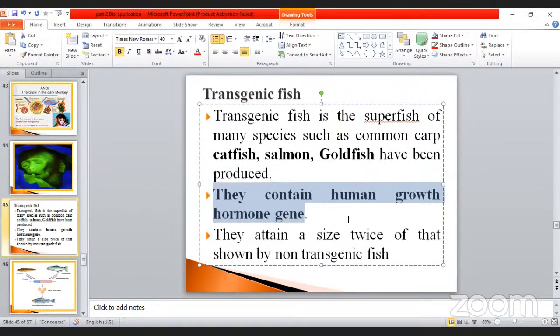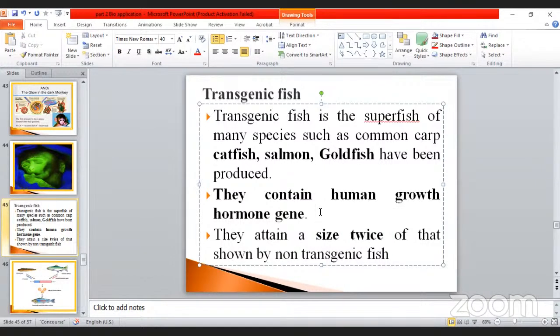Okay, which gene is it? They attain a size twice that of non-transgenic fish. It is also used for size. According to the size, it is very, very important for commercial purposes.